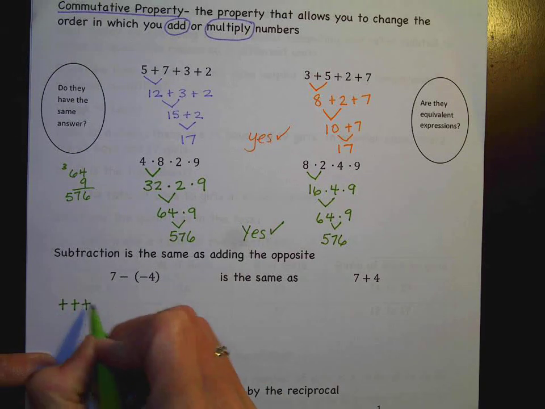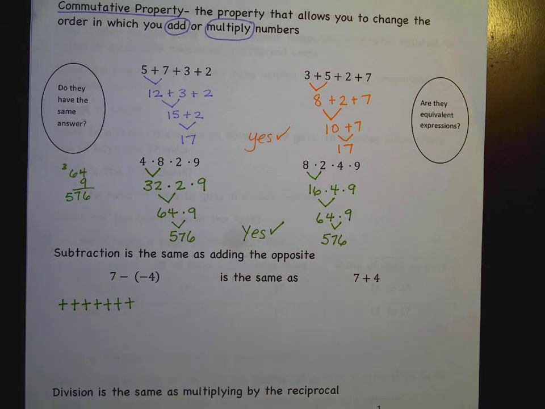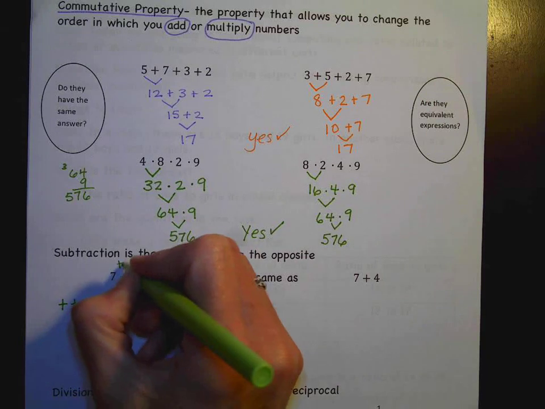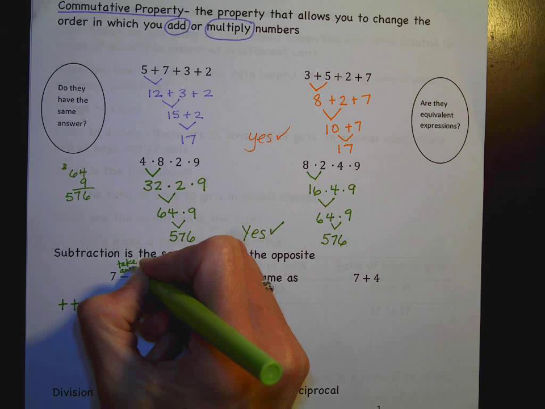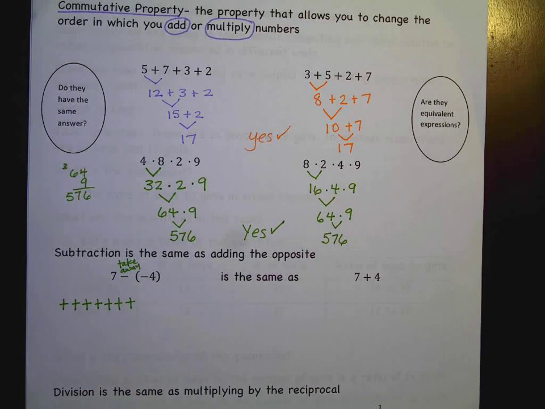So I'm going to put 7 positives. 1, 2, 3, 4, 5, 6, 7. There's my 7 positives. It's asking me to take away, so this means take away 4 negatives. Well, I don't see any negatives on my paper.